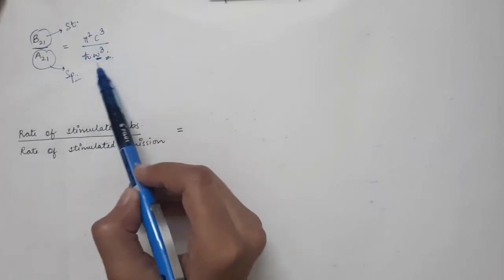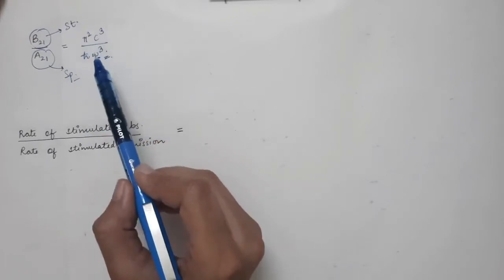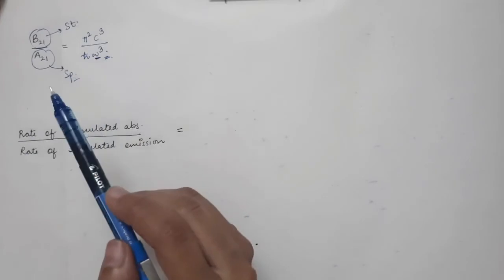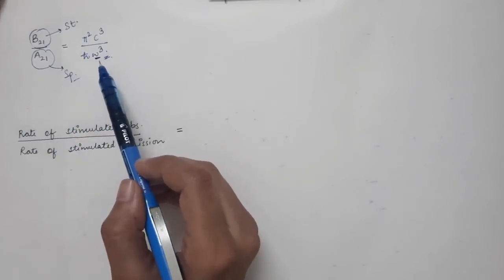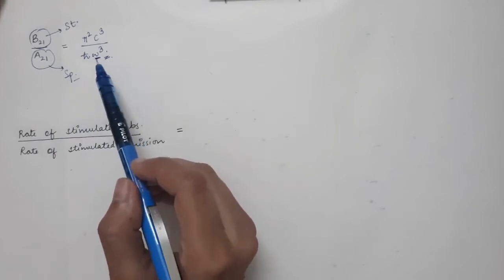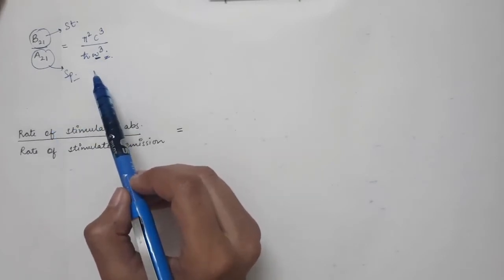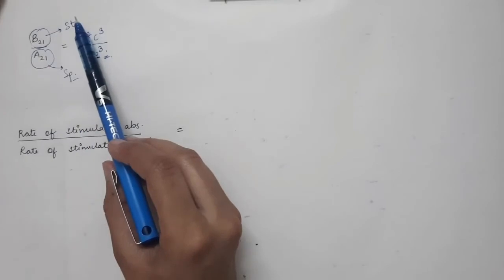So to increase this fraction, that is, to increase stimulated emission probability, we have to decrease this omega frequency. So we have to lower this frequency. Therefore, we can say that it is easy to construct a laser for the lower frequency region. So we have to decrease this omega to increase stimulated emission probability.